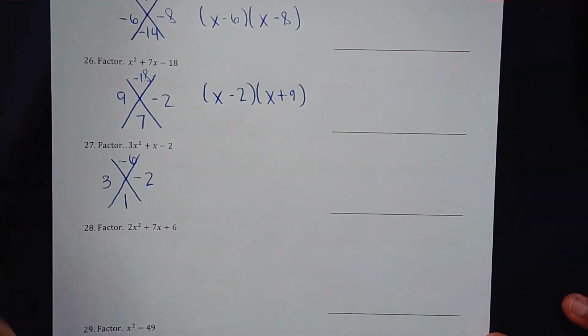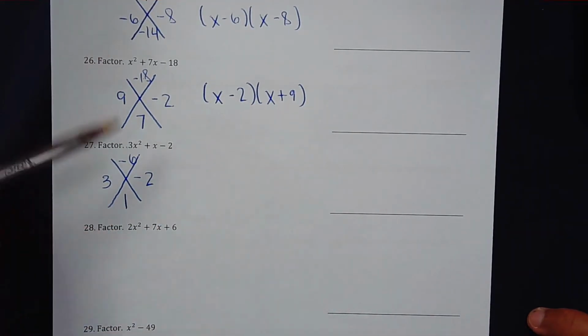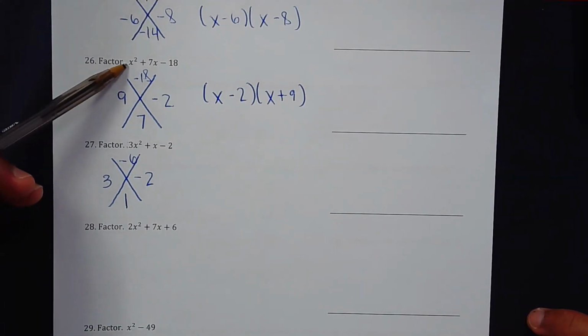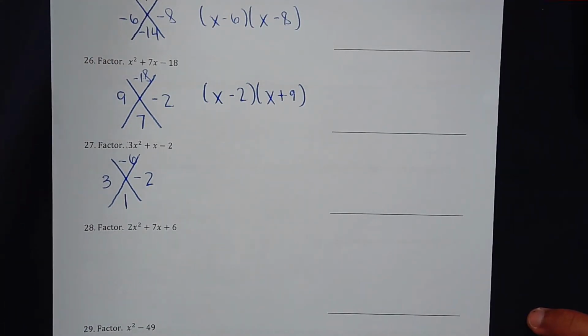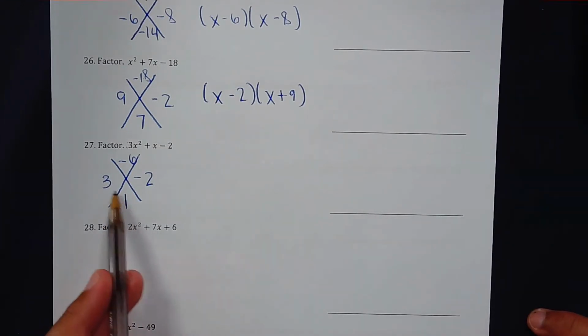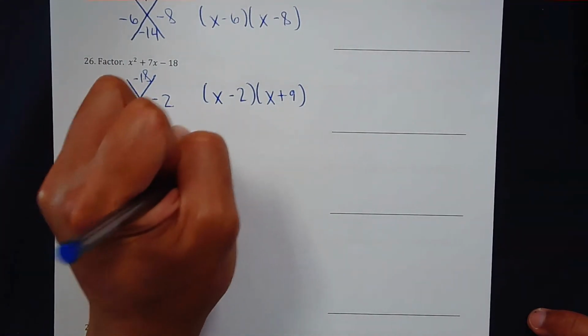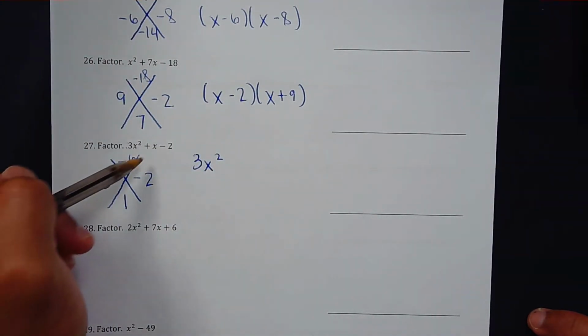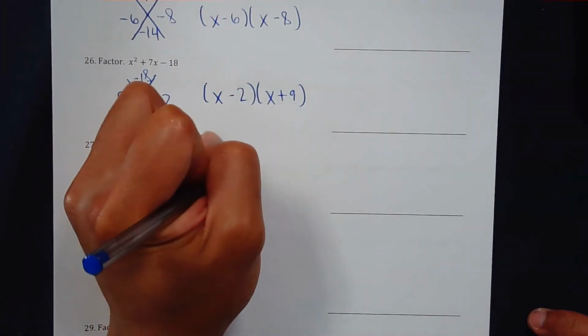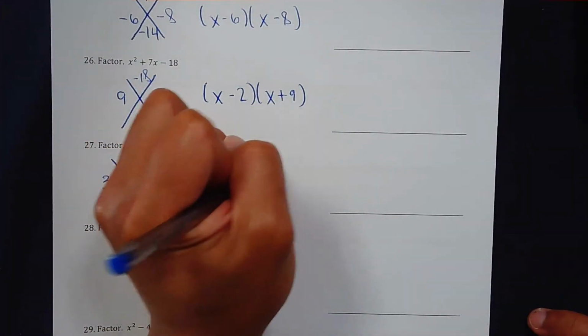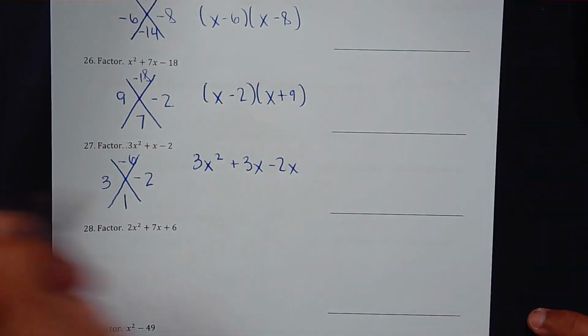But remember, we can't use our shortcut method, right? Because we have an a value equal to 3. We can only use the shortcut method if we have an a value equal to 1. So remember, we have to go ahead and split that middle term using these two numbers. We have 3x squared. We can rewrite this x as plus 3x minus 2x, and then minus 2.